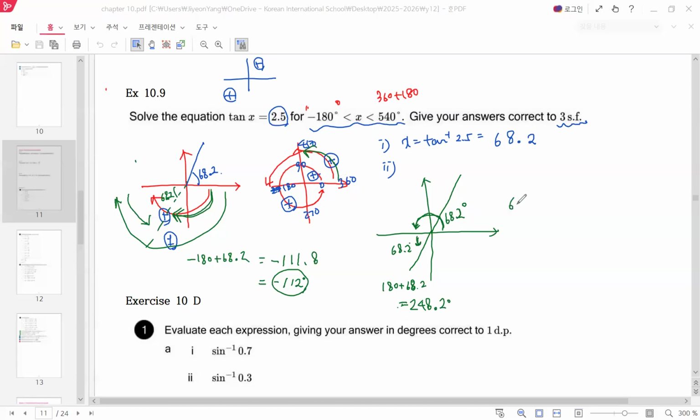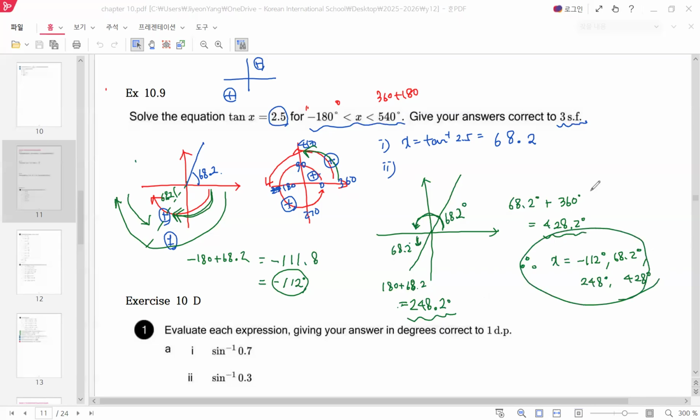So it means that you can simply add up 360 to the first quadrant degree, 68.2, which is 428.2 degrees. Therefore, the answer X equals negative 112 degrees or 68.2 degrees, or this one, correct to three significant figures, 248 degrees. This one, correct to three significant figures, which is 428 degrees. This is the answer of this question.